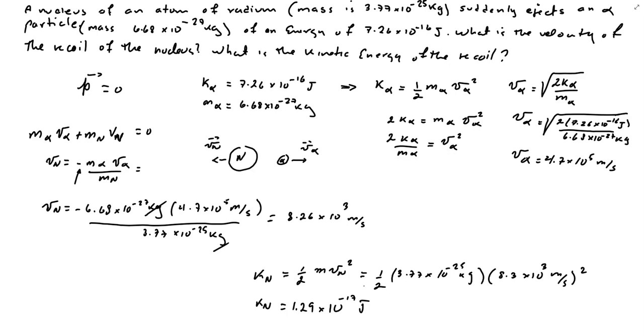We knew that the total linear momentum of the system was zero. So we know that the linear momentum of the alpha particle plus the linear momentum of the nucleus will be zero. We found then the velocity of the alpha particle, we found the velocity of recoil of the nucleus, and we found then the kinetic energy of the nucleus.